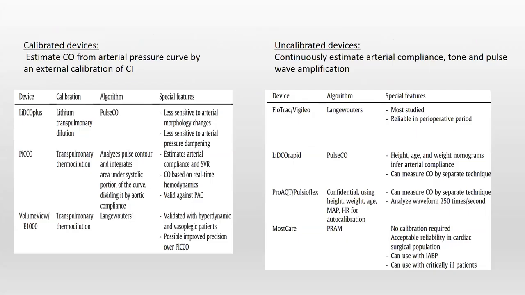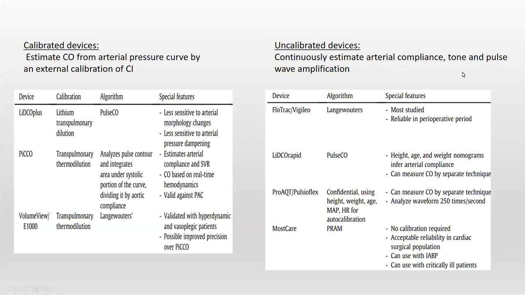These devices can be calibrated or uncalibrated. The calibrated devices estimate cardiac output from the arterial pressure curve by an external calibration of the cardiac index. And this external calibration is done by transpulmonary thermodilution. What we typically use, and this is one of the reasons I want to talk about it, is FloTrac or Vigileo, very commonly in our ICU. And this is one of the uncalibrated devices which continuously estimates arterial compliance, tone, pulse, and wave amplification.